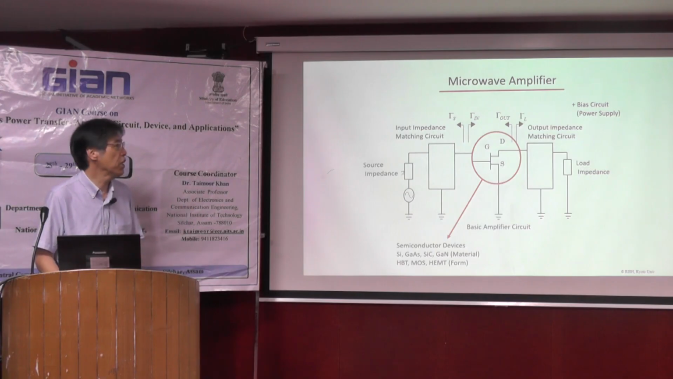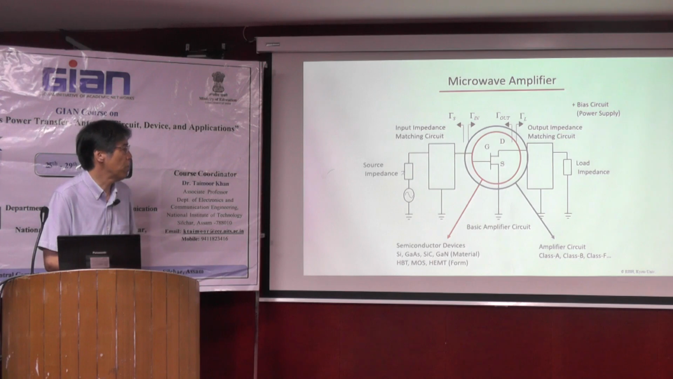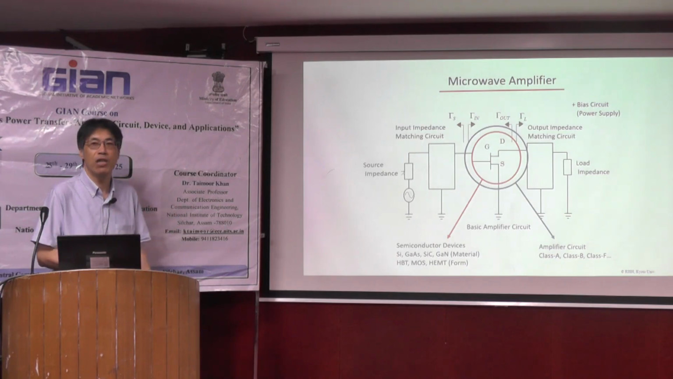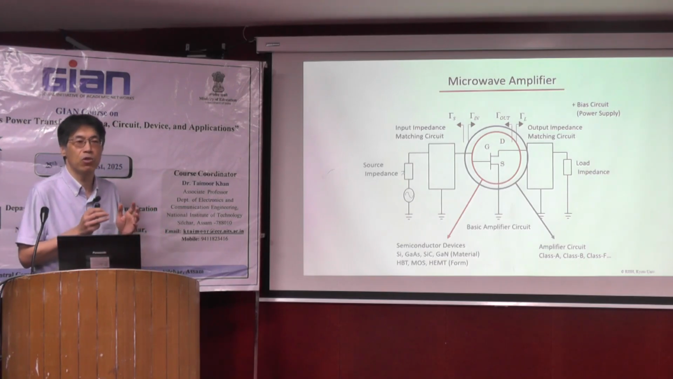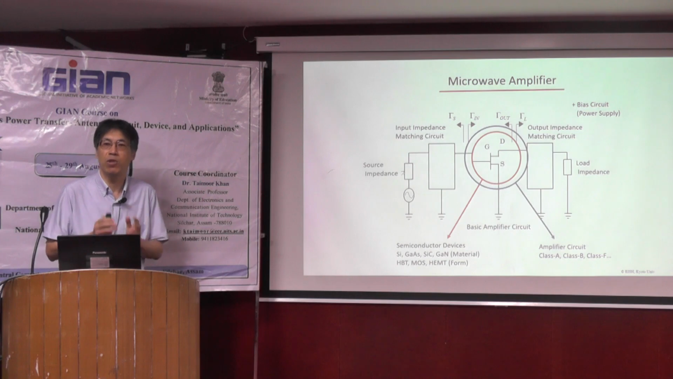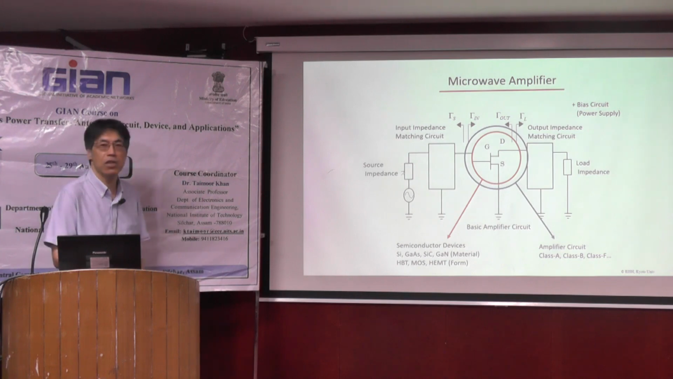And additionally, with this semiconductor device, we must design the amplifier. And this is today's main topic, how to design the amplifier with name of the class A, B, F, etc. So first of all, we must find a very good semiconductor, if possible, high efficiency and high power. And even if we find a good semiconductor, next we must design the good amplifier circuit.